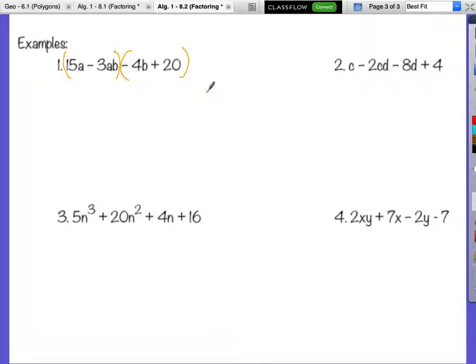And we say, okay, in this first parenthesis, 15a minus 3ab, what is the GCF of this first parenthesis? 3a. Does this one have a b? Oh, no. So what's 15a divided by 3a? Just 5. What's negative 3ab divided by 3a?